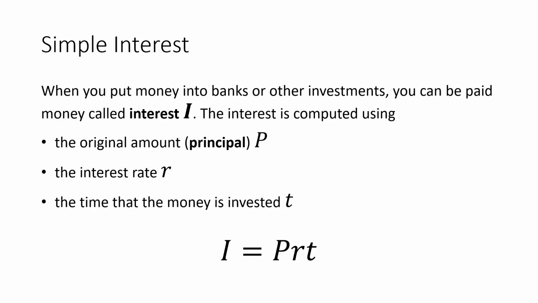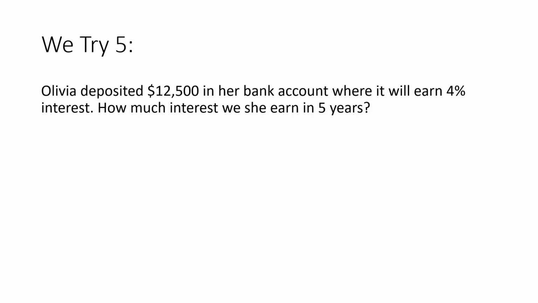Very important if you want to live your life in the modern age. So let's take Olivia, for instance. Olivia deposits $12,500 in her bank account where it will earn 4% interest. How much interest will she earn in 5 years, you may ask? Well, this is a pretty important question. So we just need to remember our formula. I is equal to P times R times T.